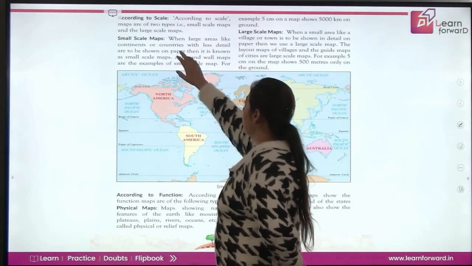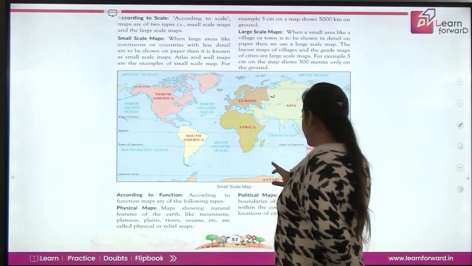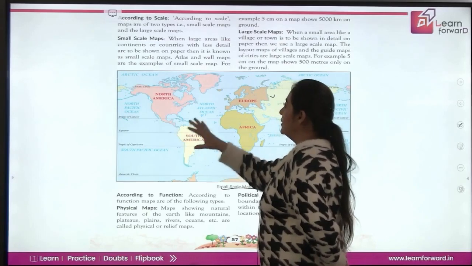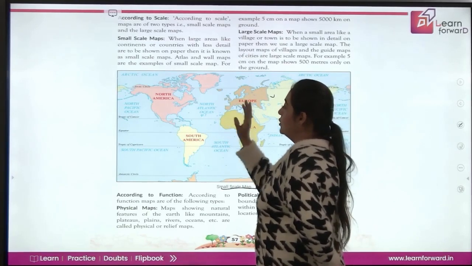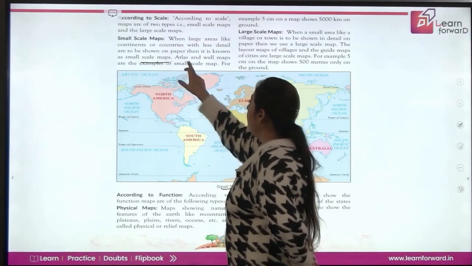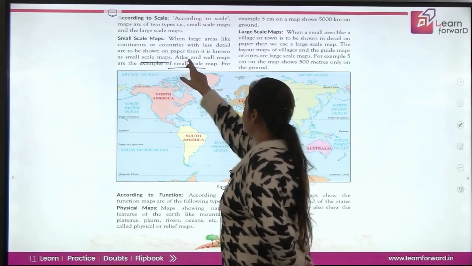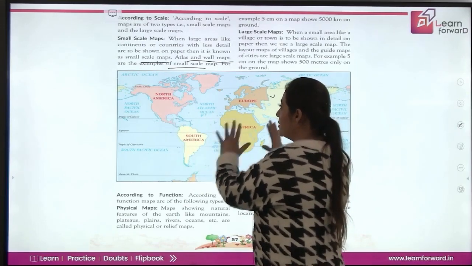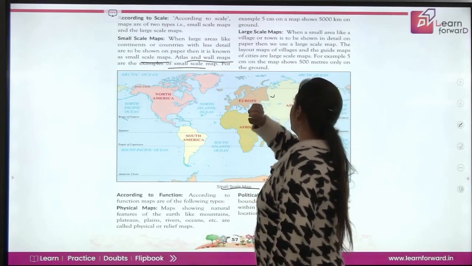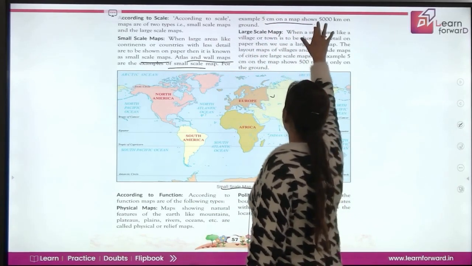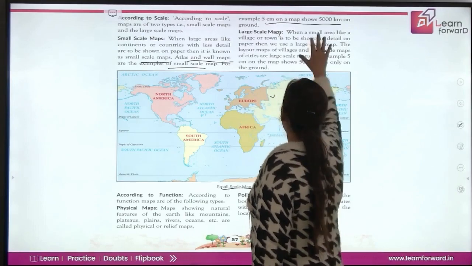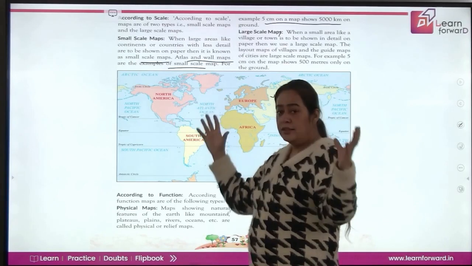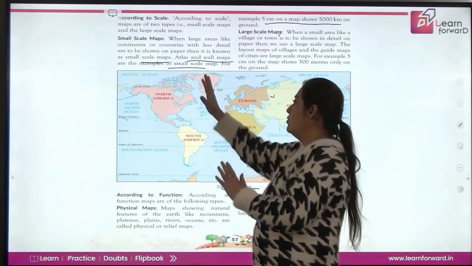If we talk about small scale maps, when a very large area, you saw this is our small scale map, a very large area, large areas like continents and countries with less details is to be shown, we use small scale maps, right? For example, atlas and wall maps are examples of small scale maps. Which are the examples of small scale maps? Atlas and wall map. When large areas with less detail is to be depicted, we use small scale maps. For example, 5 centimeter on the map may be 5,000 kilometer on the ground. So, if we talk about large areas with small details, then we talk of small scale maps.